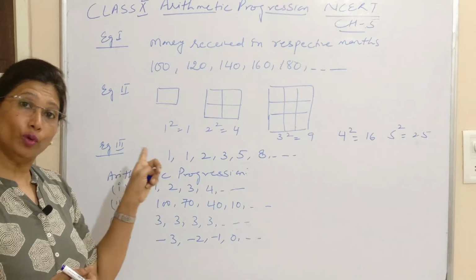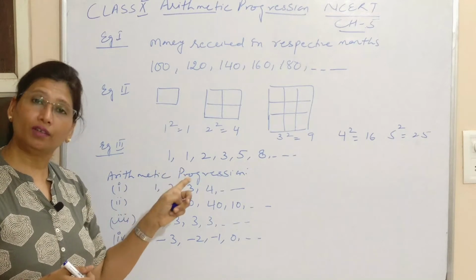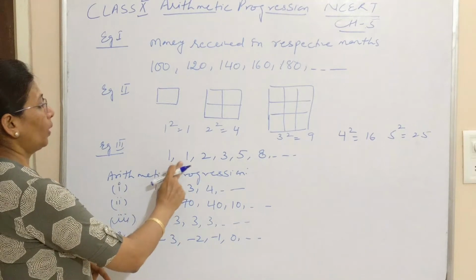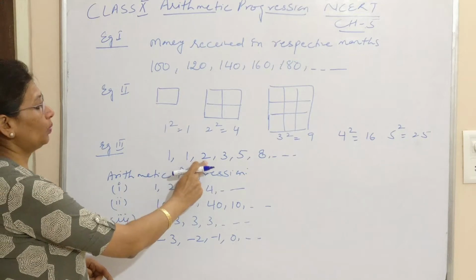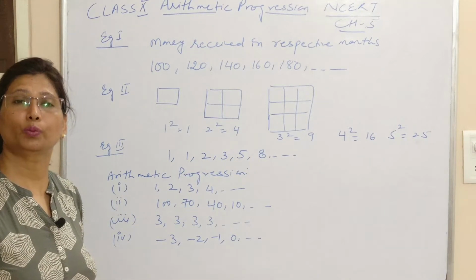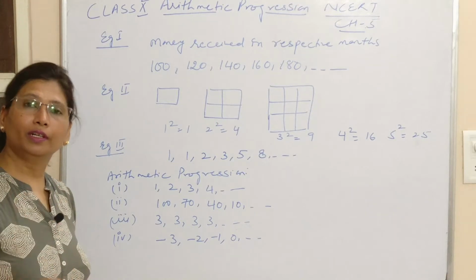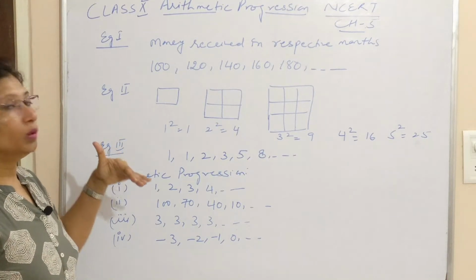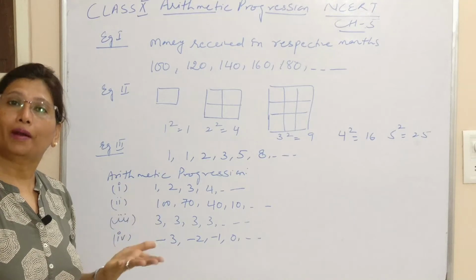Moving to the next, if you notice this pattern very carefully, this is a very interesting pattern. This is 1 plus 1, this is 2, 2 plus 1 is 3, 3 plus 2. The succeeding term is obtained by adding the preceding terms. So what is this called? This is called a pattern.